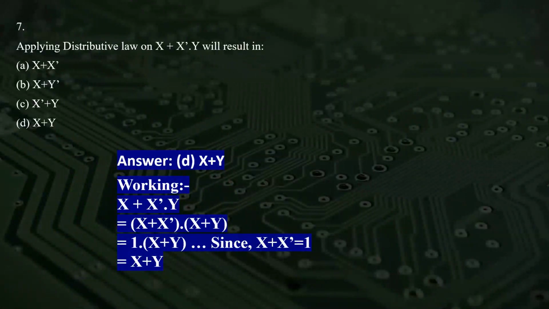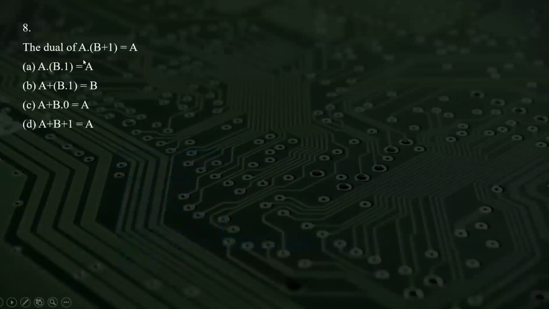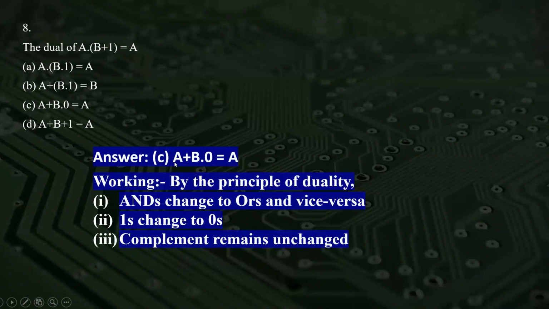Let's move to the next question. The dual of A dot B plus C equals to A. So we have to get the option dual. What is dual? Let's see the answer. It is option C, A plus B dot 0 equals to A.